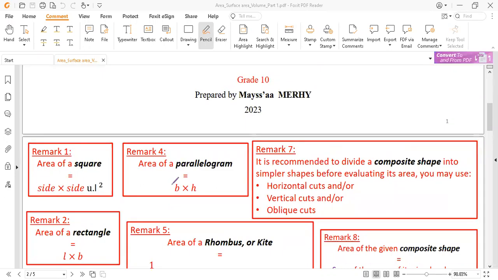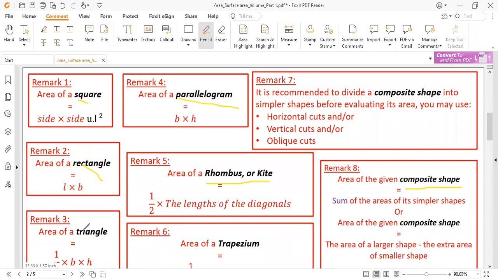we have any quadrilateral, like a square, a rectangle, a parallelogram, a rhombus or kite, or a composite shape. So normally we have a triangle, we have a trapezium. The area of a square is side by side, or side squared, with squared unit of length.